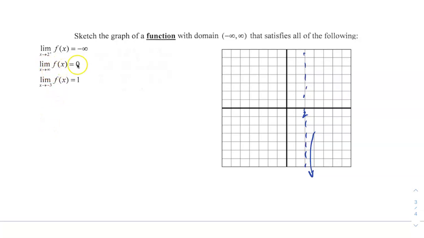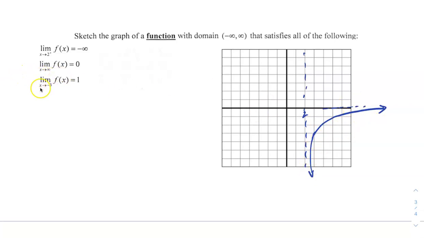Okay, next one. Limit as x approaches infinity is 0. So here's infinity. As you're getting closer to infinity, you should only get to 0. There's like an asymptote over here at 0. So my graph here probably should look like this. I'm not ever going to go past 0, and that's kind of a thing like that.